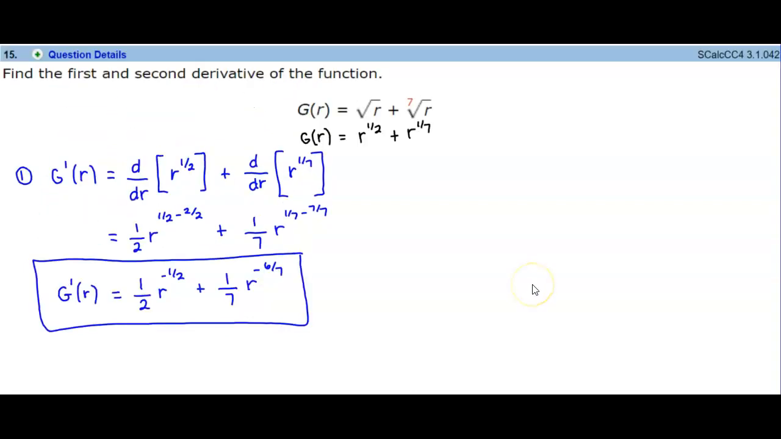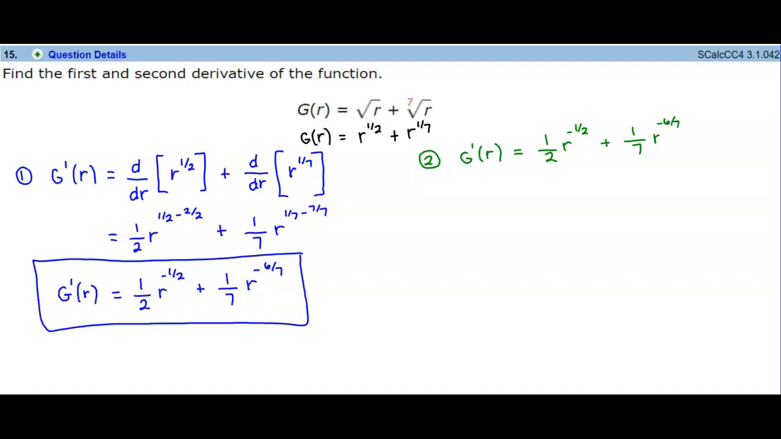Okay, now let's find the second derivative. So to find the second derivative, we're going to use the first derivative that we just found. So g prime of r is equal to 1/2 r to the negative 1/2 plus 1/7 r to the negative 6/7.